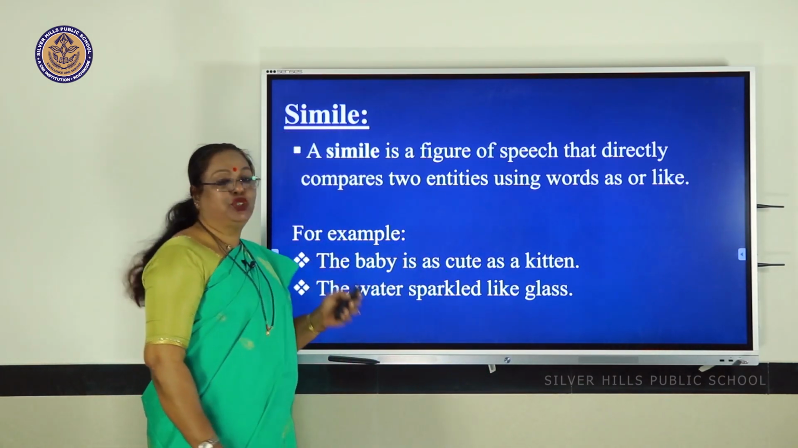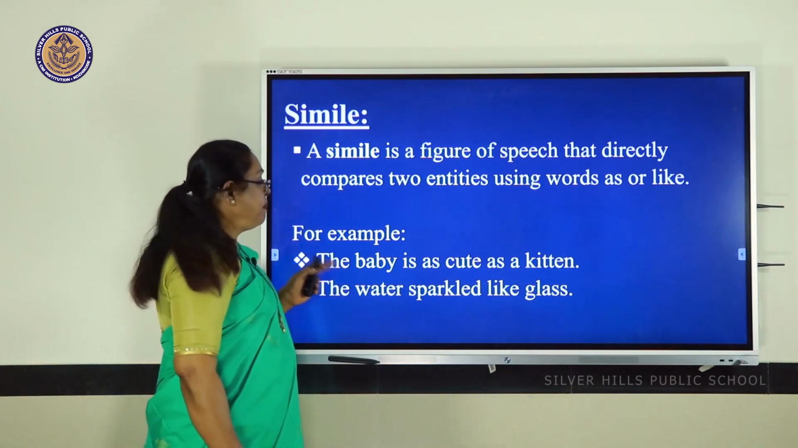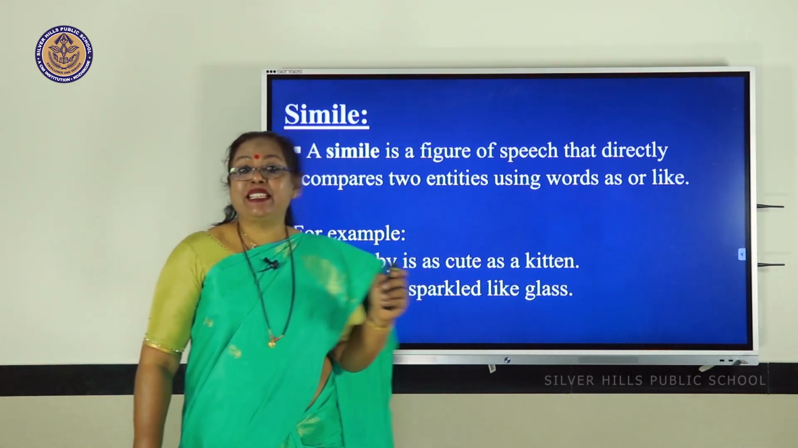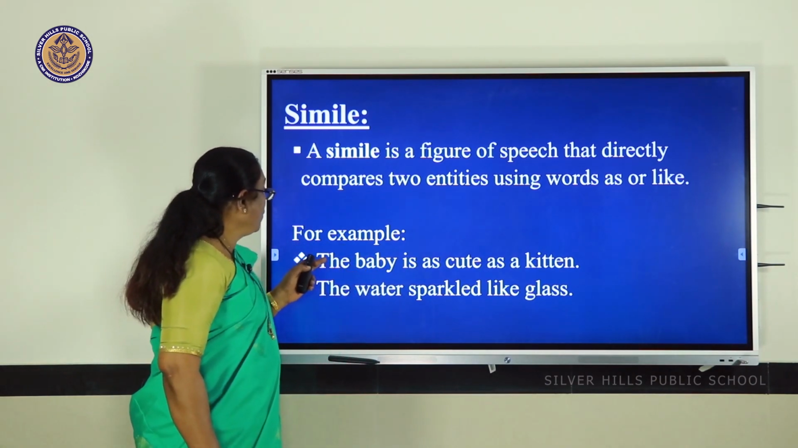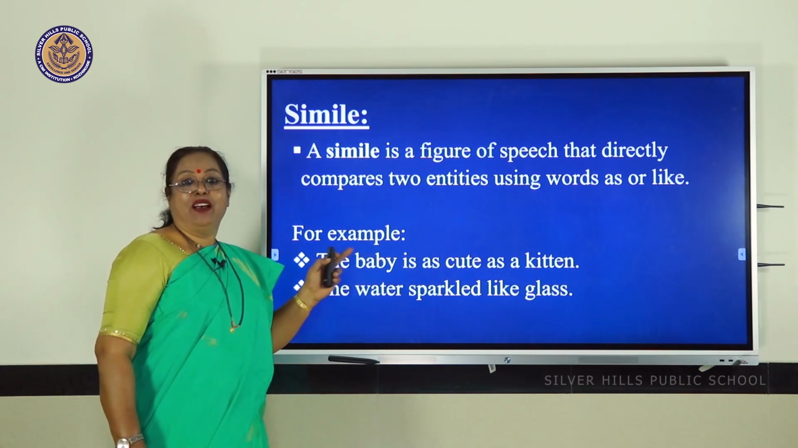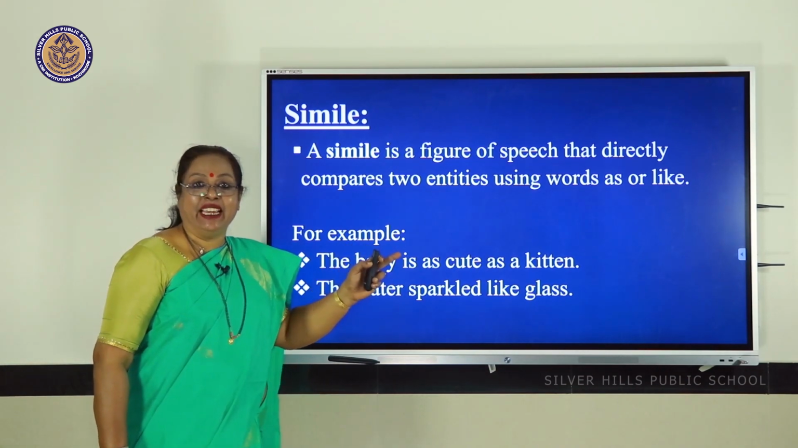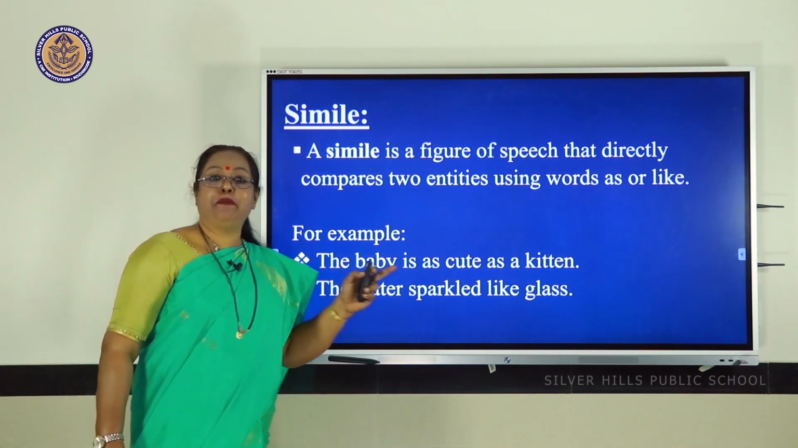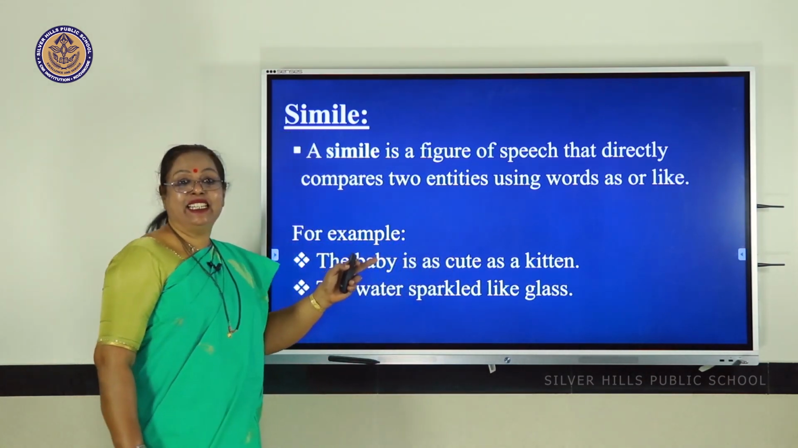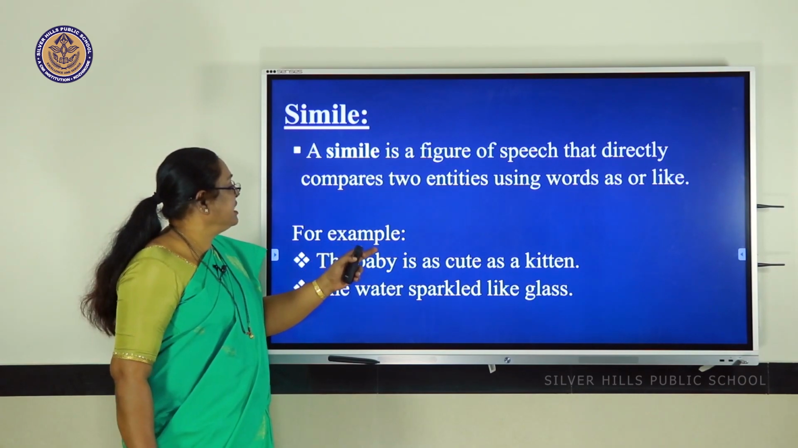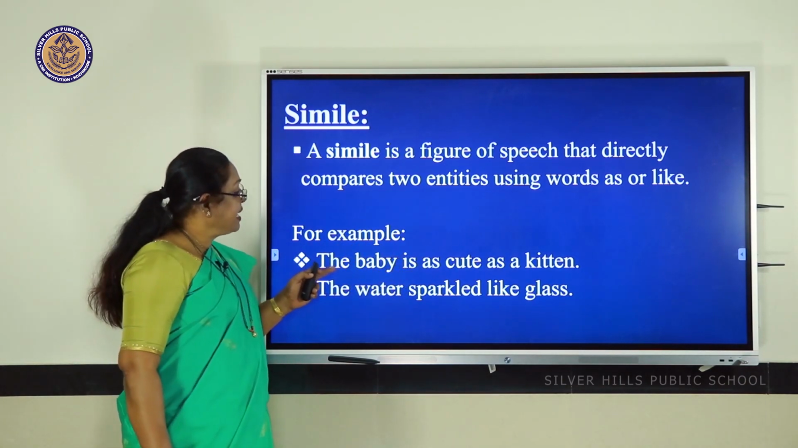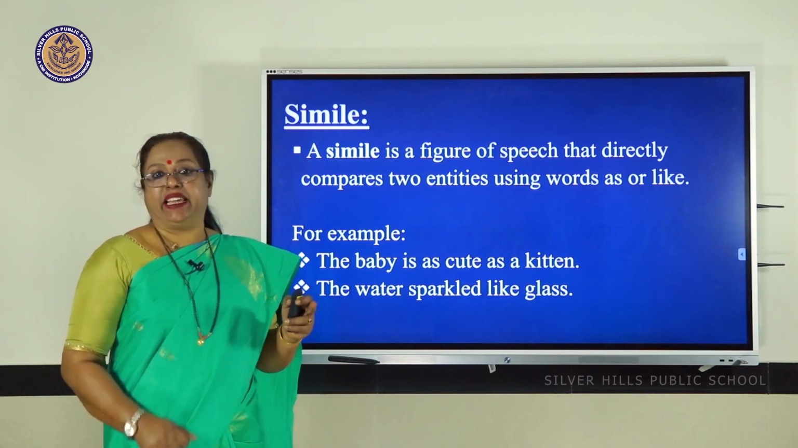I have shared 2 examples for you. The baby is as cute as a kitten. Now, here the baby and the kitten are two different objects of different kinds, but what is the comparison made here? Cute. The baby is cute and the kitten is cute, and the words used are as cute as. These are similes. Now, there is another example where you use the word like.